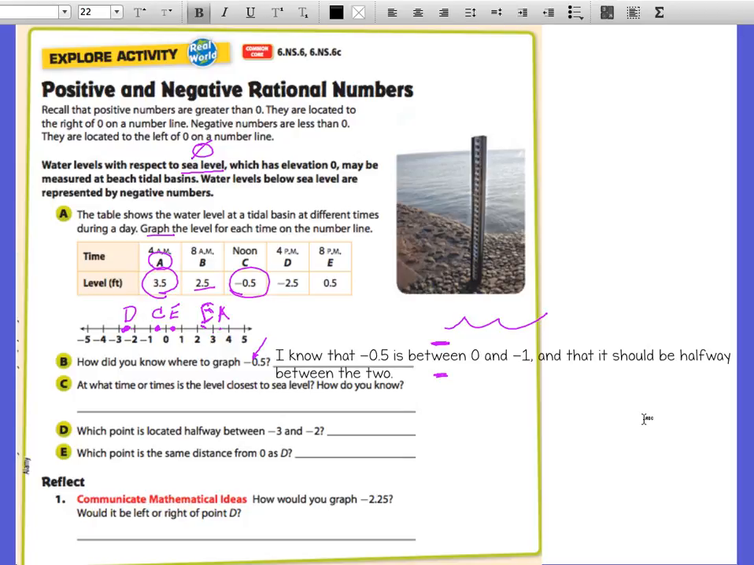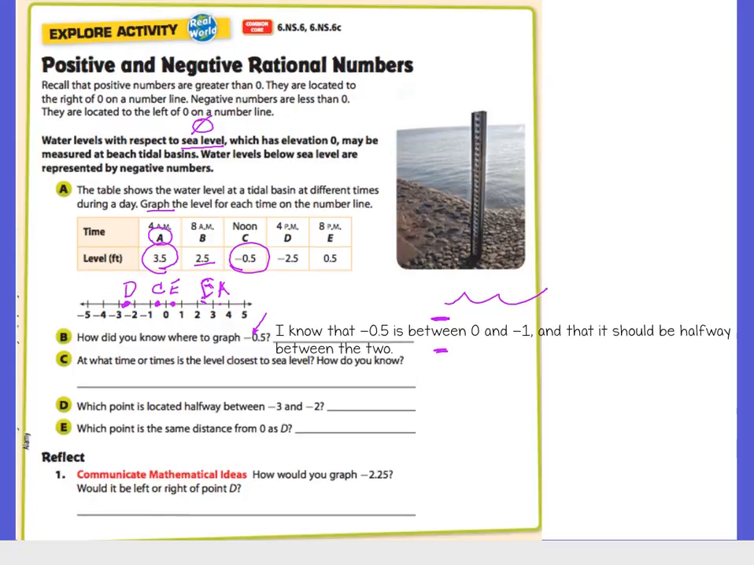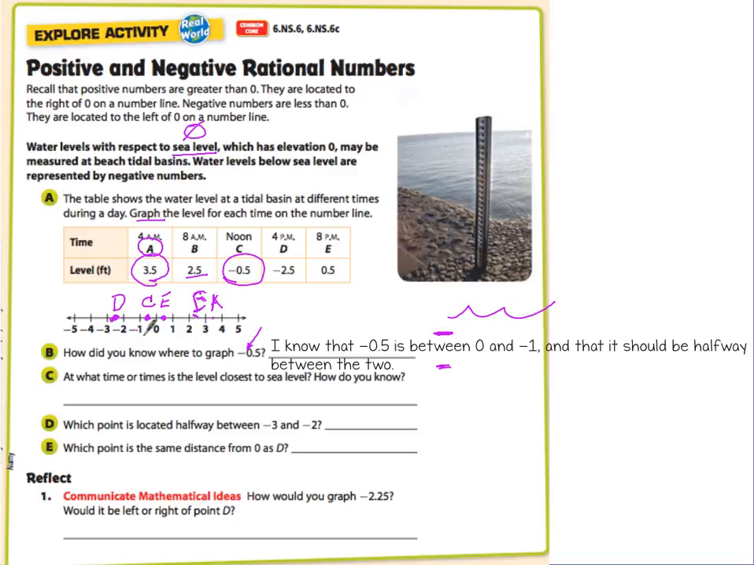At what time or times is the level closest to sea level, and how do I know? Well, if I look at the number line here, I know sea level is 0, okay? And the two closest are C and E, so at noon and at 8 p.m. Now, it doesn't matter that one is negative and one is positive. They're both only a half away from 0. So I know that they're closest at noon and 8 p.m.